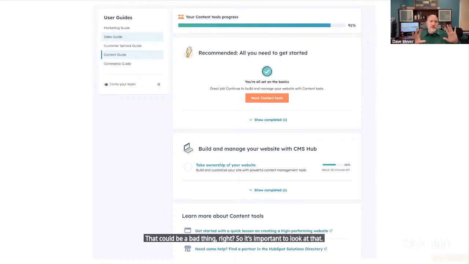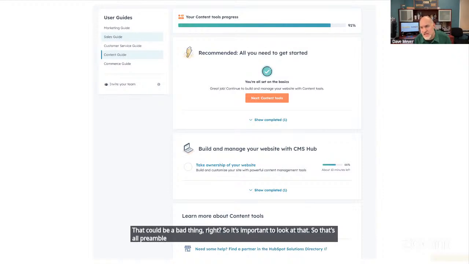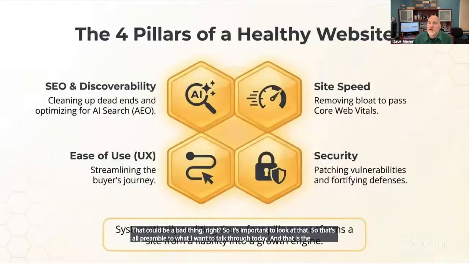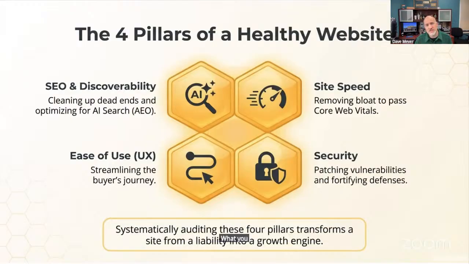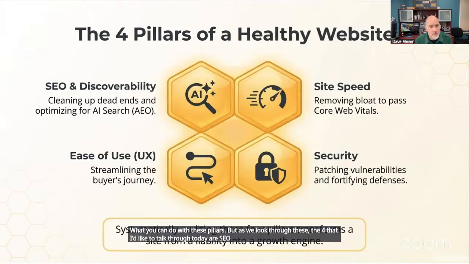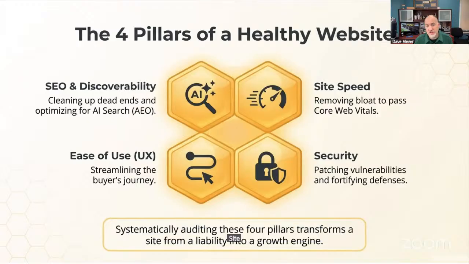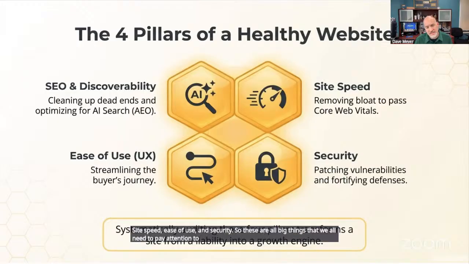So that's all preamble to what I want to talk through today, and that is the 4 pillars of a healthy website. Again, we're going to go through and we'll have examples of what these pillars can do and how to impact or look at what you can do with these pillars. The four that I'd like to talk through today are SEO and discoverability, site speed, ease of use, and security. These are all big things that we all need to pay attention to inside of our websites.